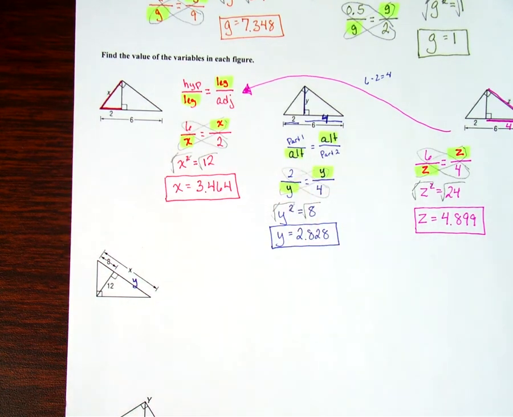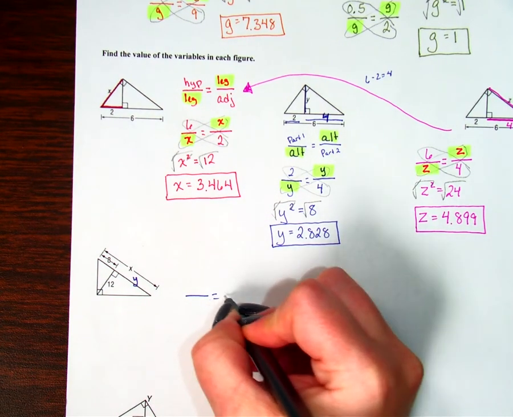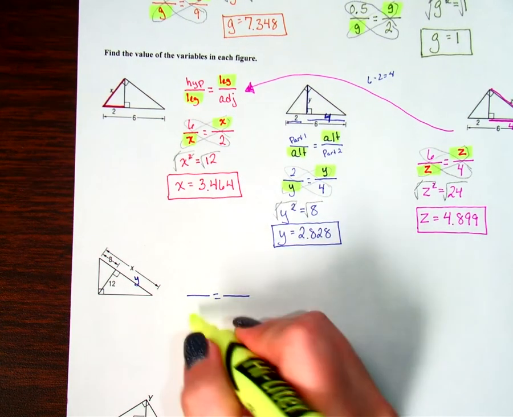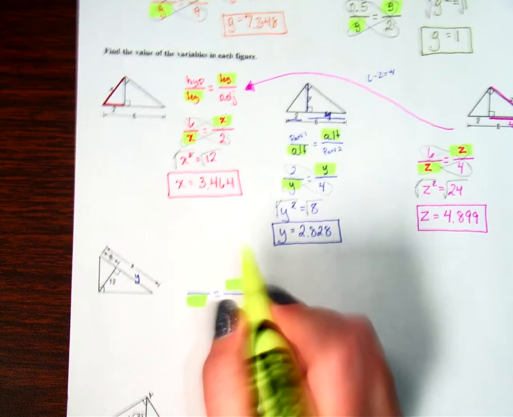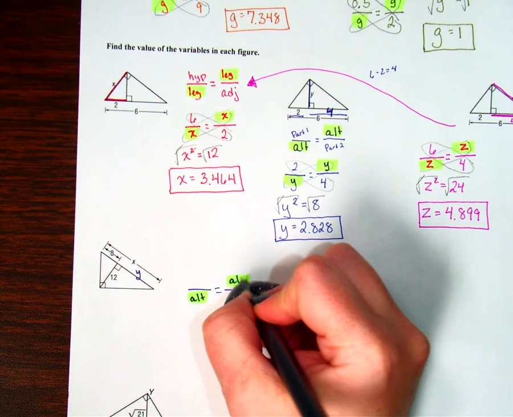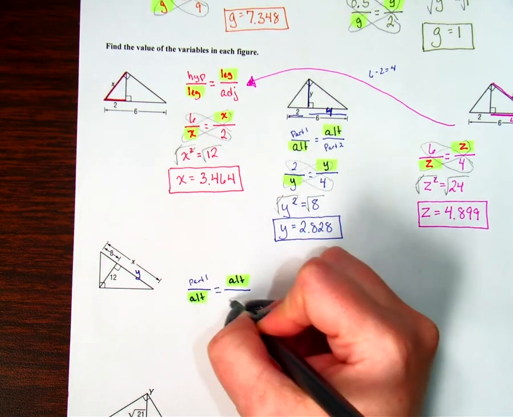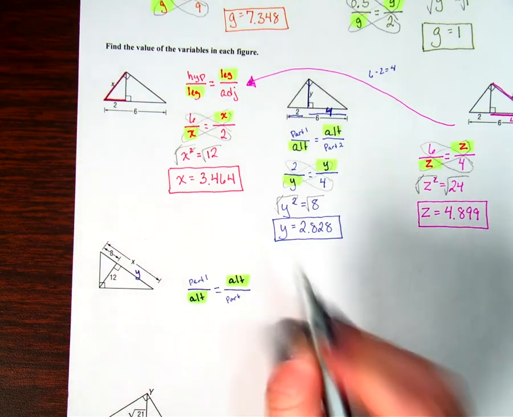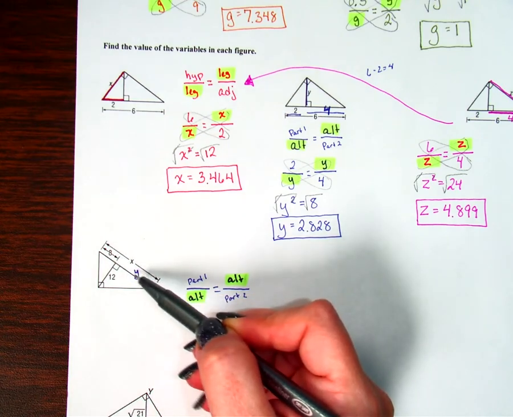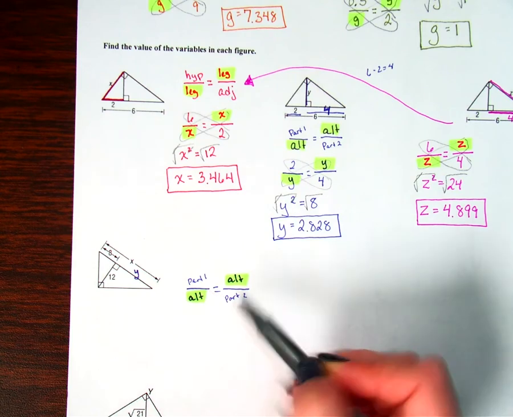That says the altitude is the geometric mean between the two parts of the hypotenuse. So my altitude goes here and here. And it's the geometric mean between the two parts, part 1 and part 2 of the hypotenuse. And it doesn't matter which one you call part 1 and part 2. I could say this is 1 and this is 2, or I could say this is 1 and this is 2, because you're just going to end up multiplying them together when you cross multiply.